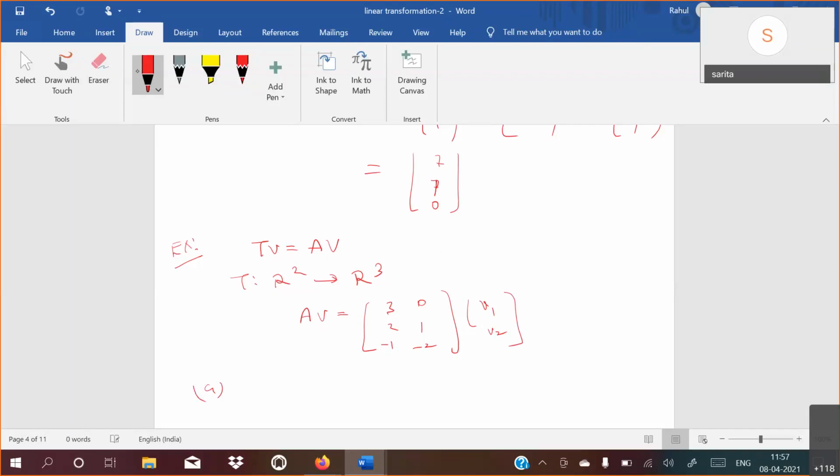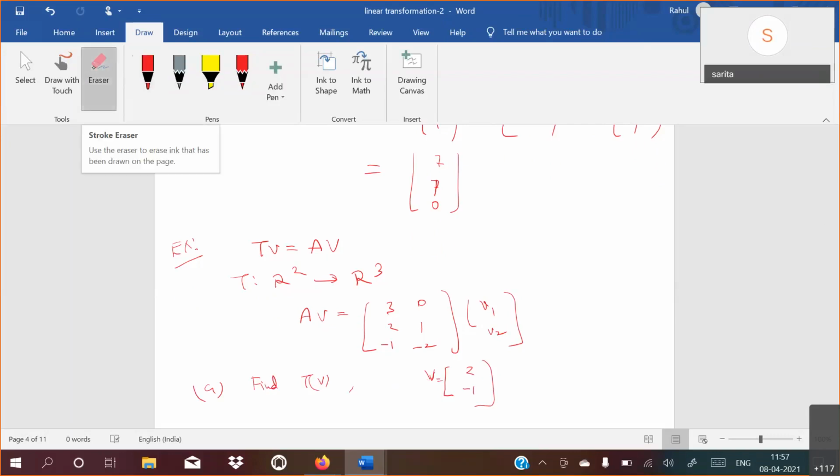Question: find T(v) where v is equal to (2,-1). Where v is equal to this. Yeah. T(v) is equal to A v, we know it.